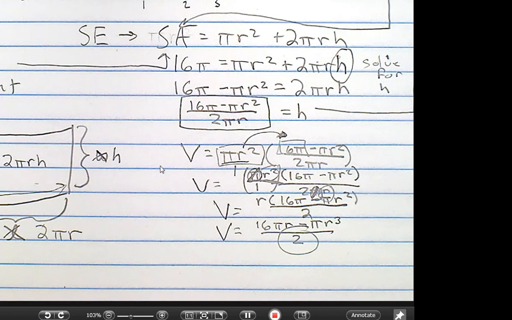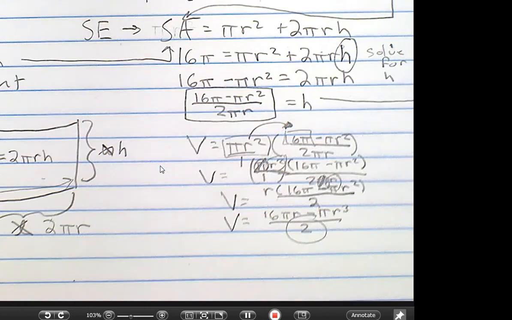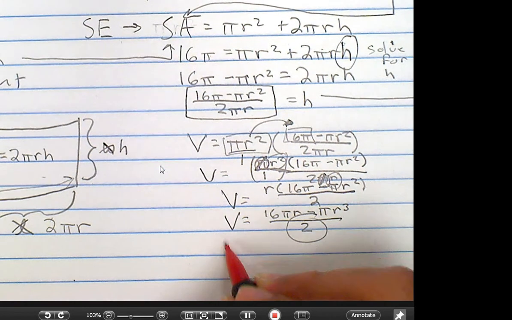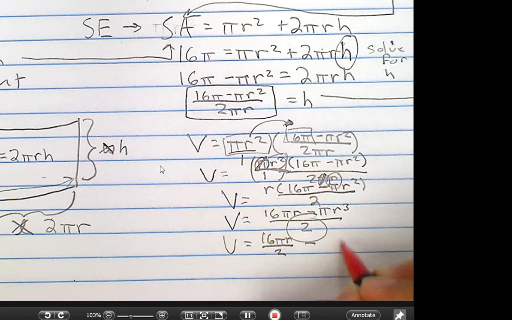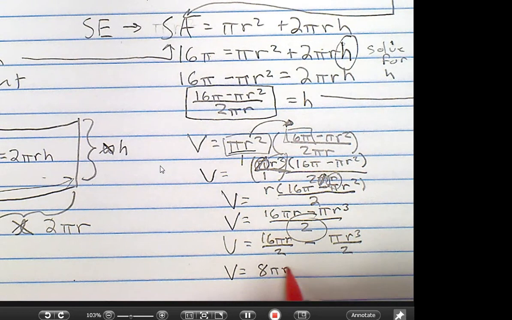It's up to y'all. Whichever one's easier. Dividing's easier. Yeah. So v equals 16 pi r divided by 2 minus pi r cubed divided by 2. 16 over 2 is 8 pi r minus, this is really pi over 2 r cubed. Now I'm ready to take a derivative.